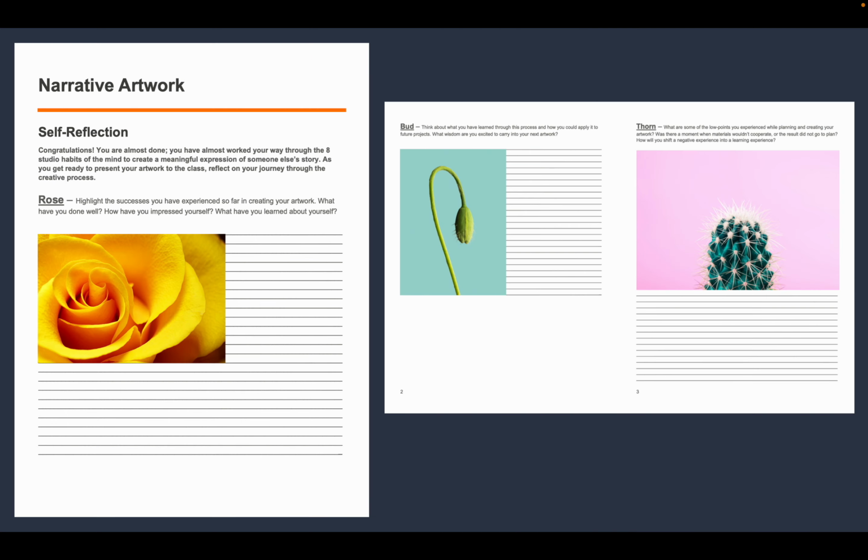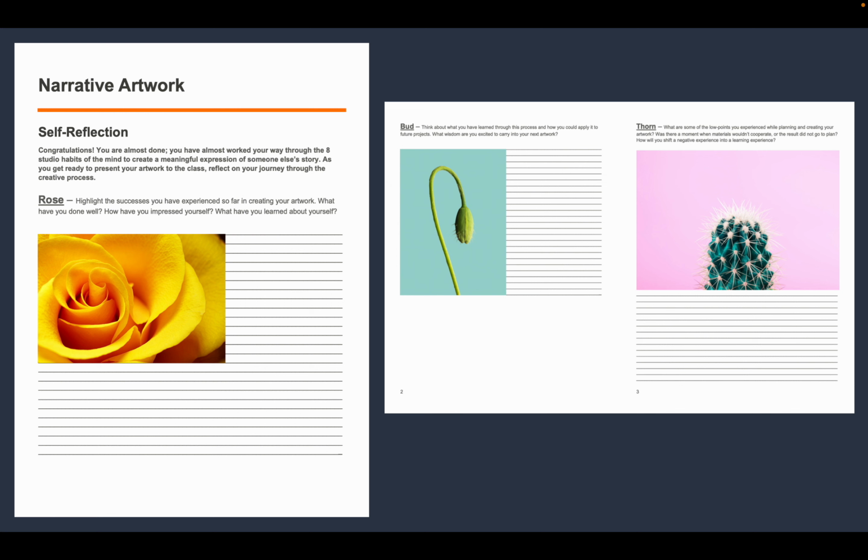As a closing assessment, students will reflect on a rosebud thorn handout. Rose being a highlight or success of their project, bud being something that they learned that they can take into the next project, and thorn being a disappointment or struggle that they met through the creative process.